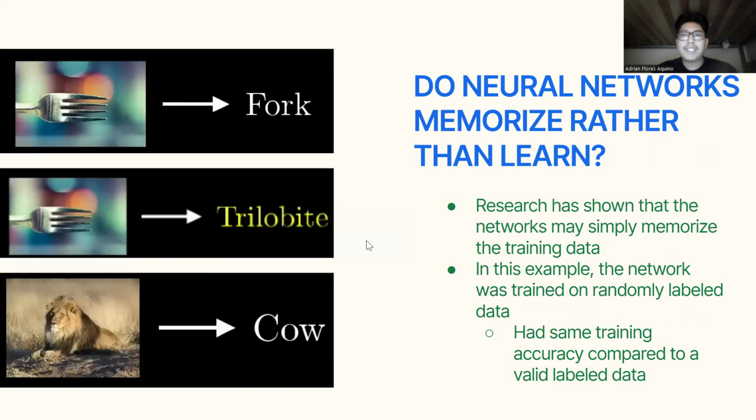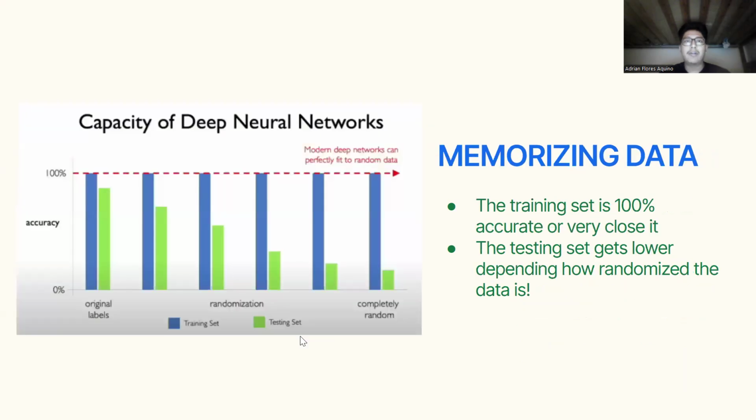What they noticed when studying neural networks was that sometimes they tend to memorize data rather than learn the data. In this example, they give a neural network randomized labels, right? In reality, this would be a real fork, but in the randomized data, they give it the label trilobite, or the line would be considered cow. When doing so, they noticed that the training set is 100% accurate compared to the actual validation data set, which surprised them because it gave the hint that networks tend to memorize data rather than learn it.